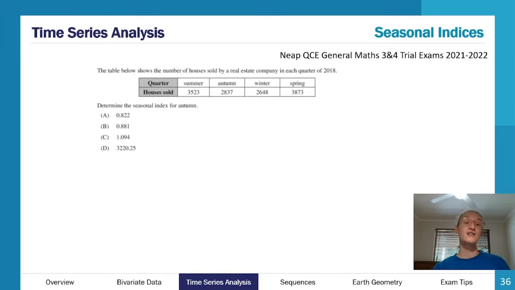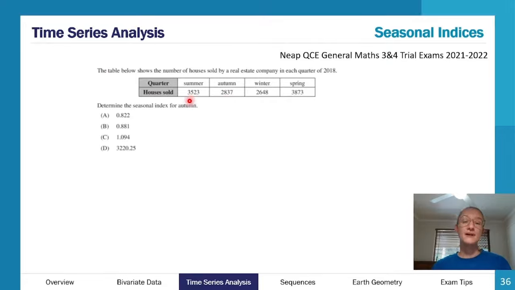So we're being asked to determine the seasonal index for autumn. So first thing I'm noticing, autumn has sold 2,837 houses. So awesome, that's quite a lot of houses.